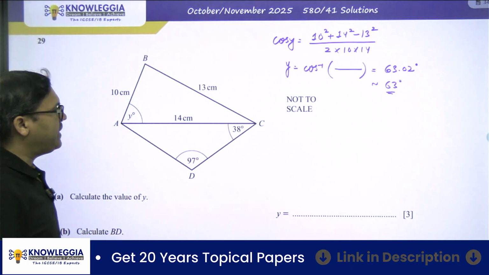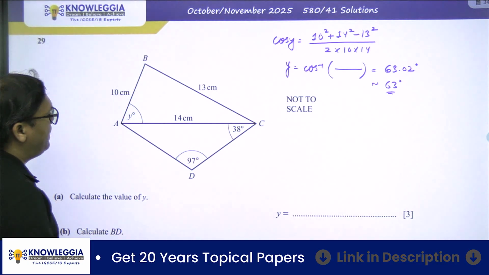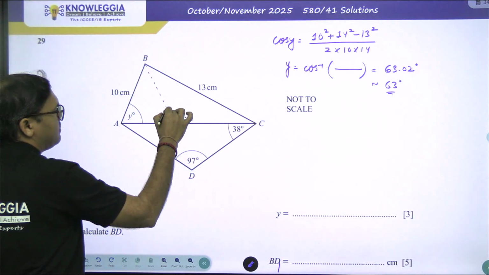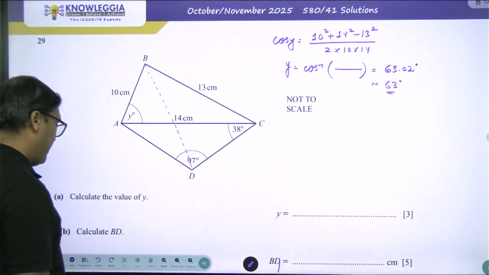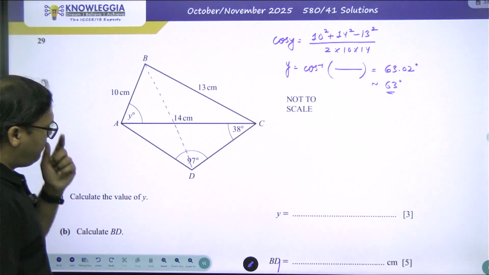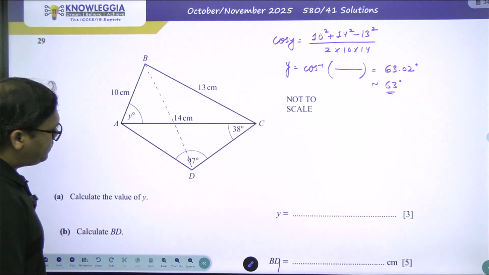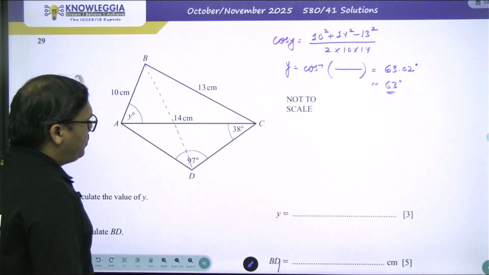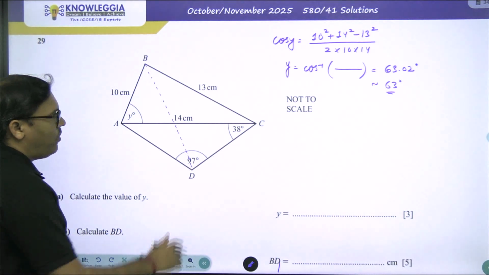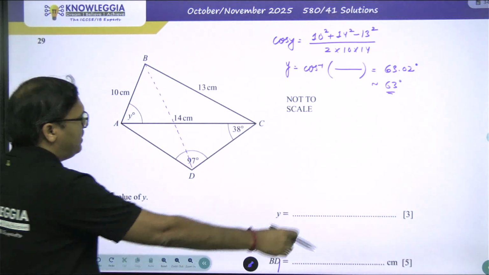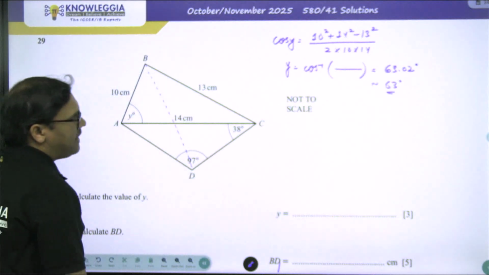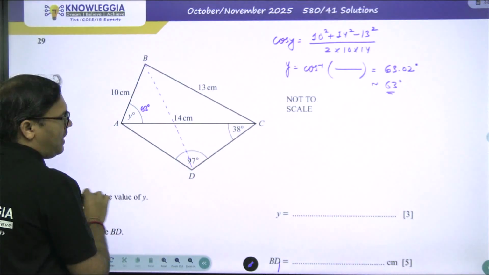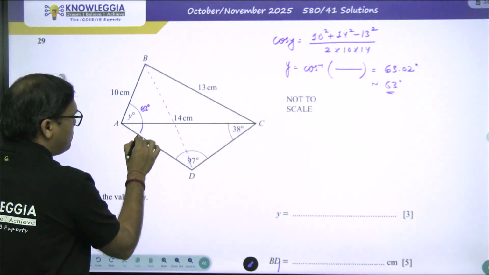Now where to find BD? In the second part, you have to find this length BD. Now, how will you find this? For finding BD, what you can do is, in the first part we have got, what is this angle? This is 63 degree, and I can easily find this angle also.